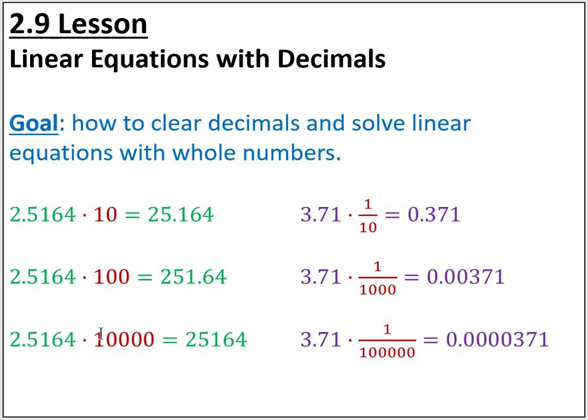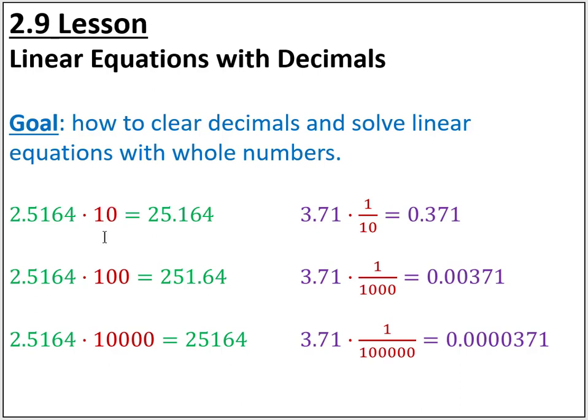Now, using the pattern I explained earlier, if we were to divide 3.71 by 1,000, that's 3 zeros, so we essentially move the decimal point 3 times to the left. Now, for the same number 3.71, if we were to divide by 100,000, that's 5 zeros, so we essentially move the decimal point 5 times to the left. As you can see here, we got 0.0000371.